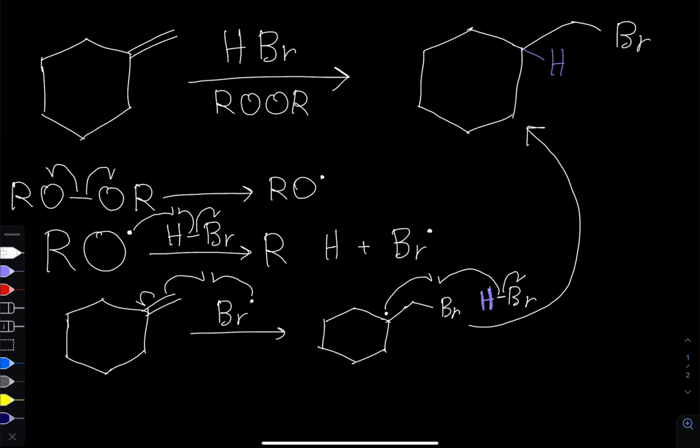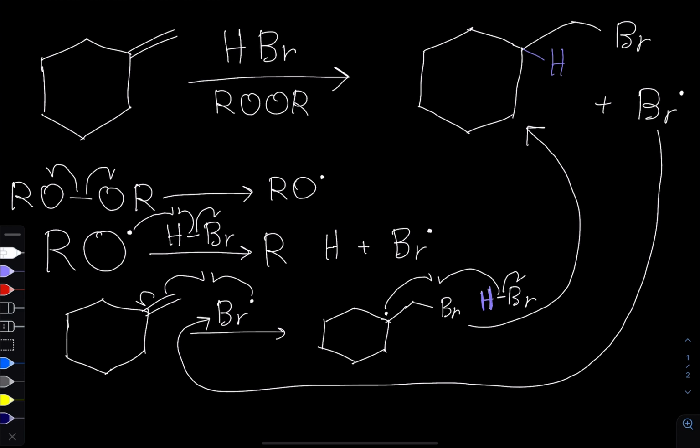Now, as a result of this reaction, we also get the bromine radical, because this would gain an electron. And this would go back over here and just do the reaction over and over and over again until all the alkenes in the solution have reacted.